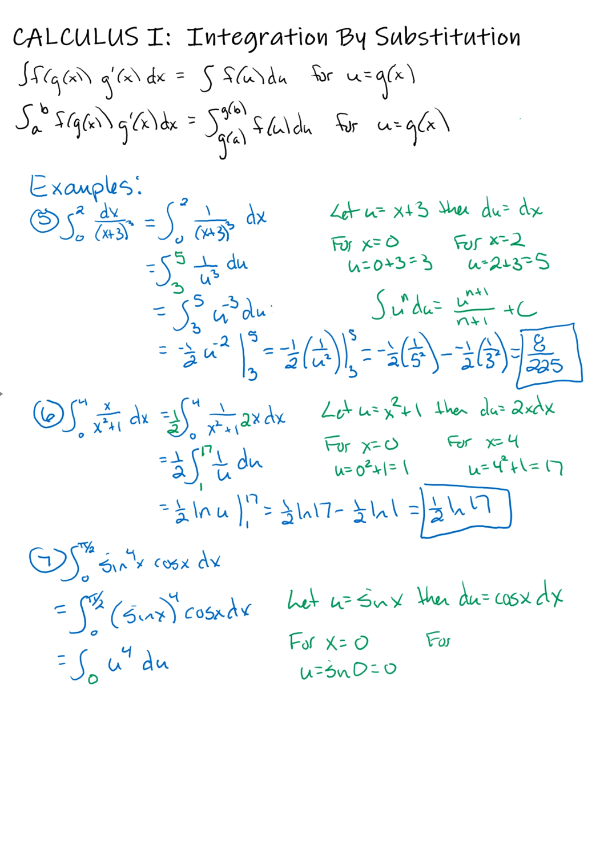What about when x is the upper limit of integration, pi over 2? Well, then u is sine of pi over 2. Sine of pi over 2 is 1, so our upper limit of integration is 1. So here we are. We're going to integrate from 0 to 1 of u to the 4th du. Oh, that's not so bad. Integrating u to the 4th du is 1/5 u to the 5th. Evaluate that from 0 to 1.